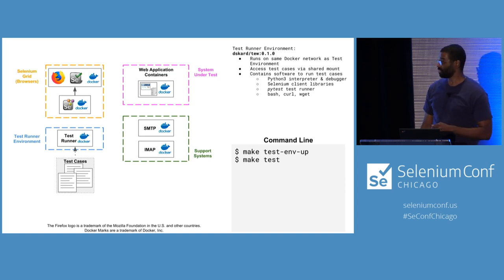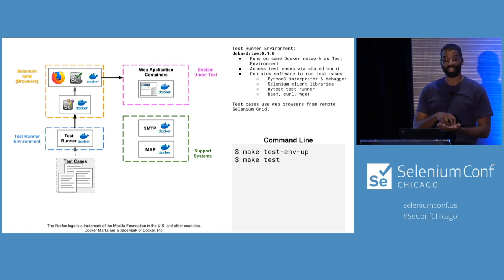So all of that stuff runs inside of this test runner environment. The test runner is responsible for collecting test cases and then executing the test cases one by one. When a test case needs a new browser, it will contact our Selenium Grid that's running on the same Docker network as all the rest of our containers. And the new web browser will be allocated. And because our test runner environment is running on the same Docker network as the other containers, it can also contact our web application and the other support systems.